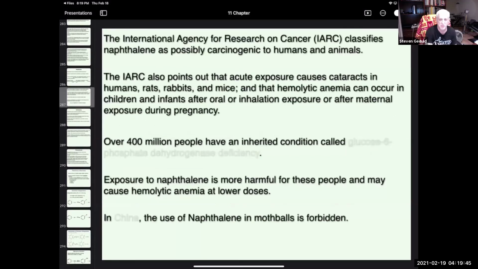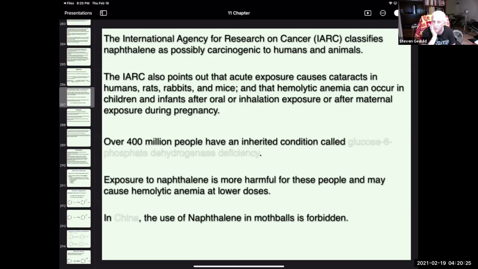Look at this to pick up some of those words that are being blocked out. So the International Agency for Research on Cancer classifies naphthalene as a possible carcinogen to humans and animals. The agency also points out that acute exposure causes cataracts in humans, rats, rabbits, and mice, and that hemolytic anemia can occur in children and infants after oral or inhalation exposure or after maternal exposure during pregnancy. So you can cause hemolytic anemia in a newborn if you're exposed to mothballs, toilet bowl cleaners, things like that with that strong smell while you're pregnant.